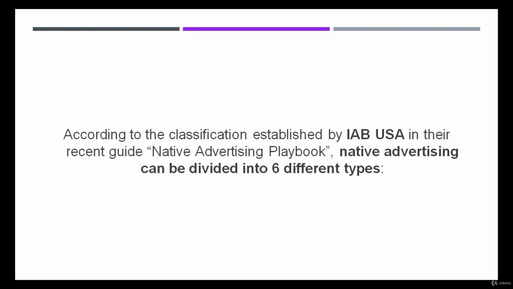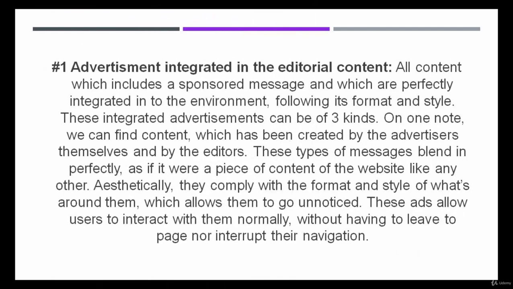According to the classification established by IAB USA in their recent guide, Native Advertising Playbook, native advertising can be divided into 6 different types. First, advertisements integrated in the editorial content. All content which includes a sponsored message and which is perfectly integrated into the environment, following its format and style.